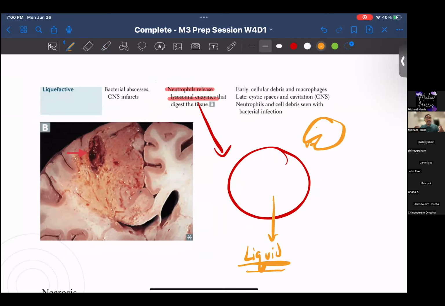Which is why this is known as liquefactive. So liquefactive necrosis is wherever you end up having neutrophils present, breaking down the tissue. If neutrophils don't show up to break down the tissue, then it's coagulative necrosis. Okay?